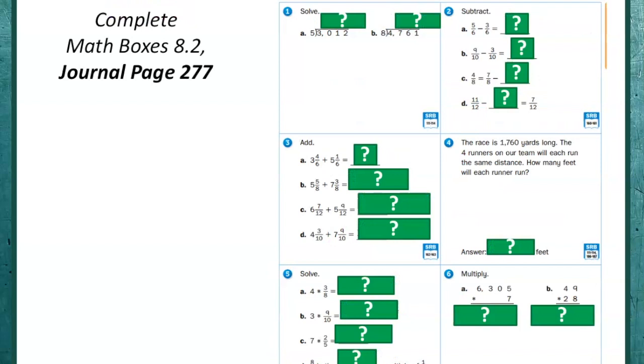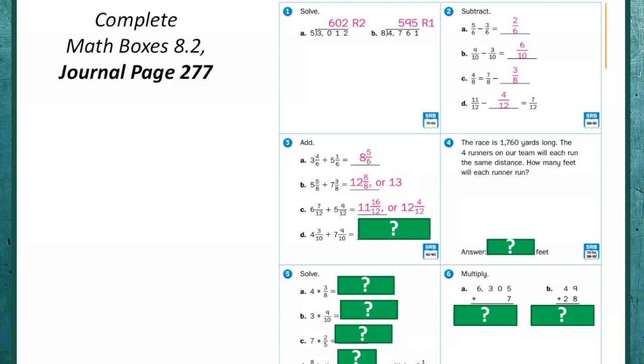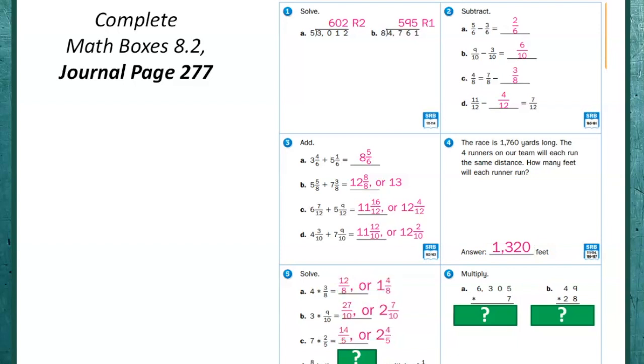Okay, on to math boxes. Go ahead and try and solve and come back and check what you got. Okay, for number 1, your 2 answers are shown. Number 2, your 4 answers are shown. Number 3, your 4 answers are shown. Number 4, there's your answer. Number 5, and number 6.